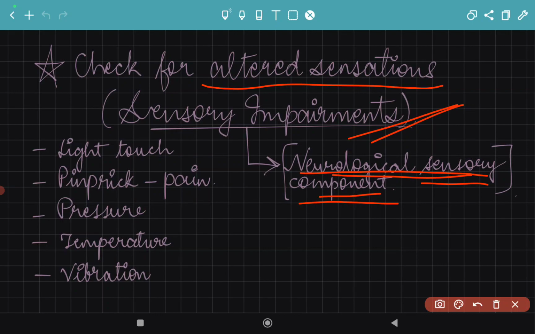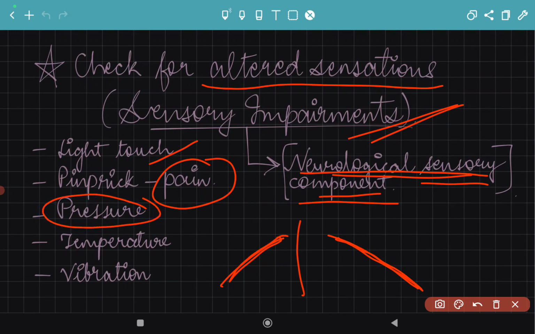As we know the basic things, we can test for light touch, gross touch. With a sharp object we can test for pain. While testing, we have to consider both sides. Suppose you are testing the left forearm, then also go for the right forearm, and we can compare the sensations to come to a conclusion. Also, apart from that, we can have pressure sensation, then temperature, and then vibratory sense.